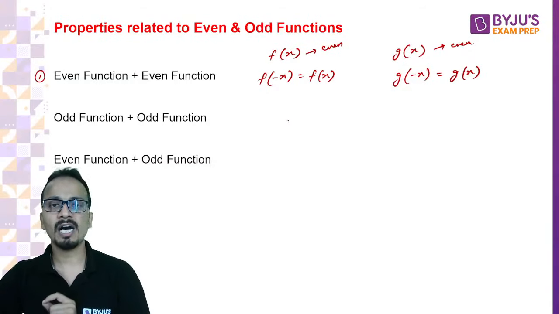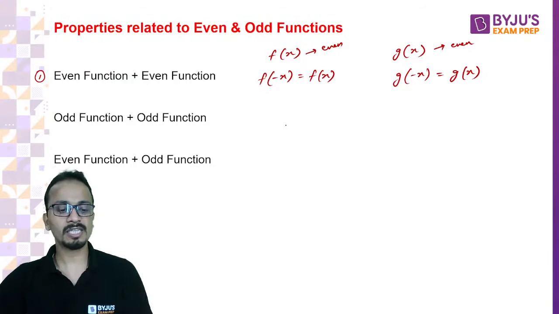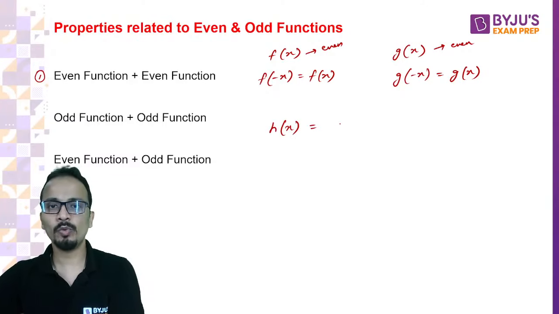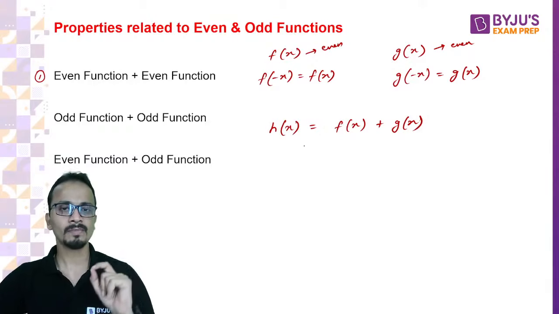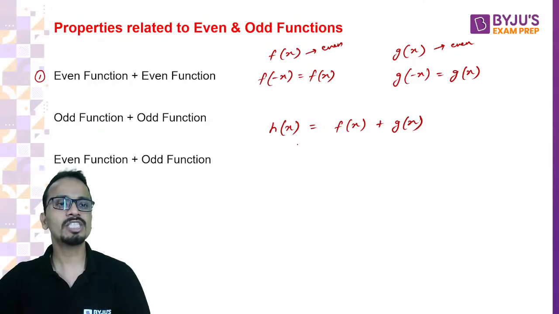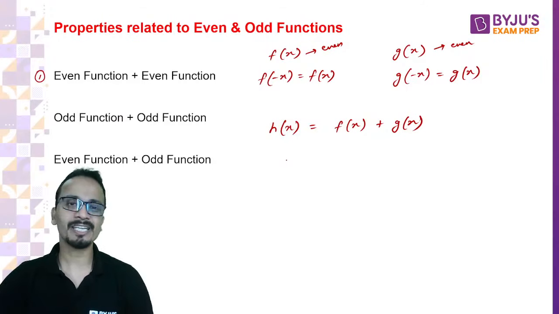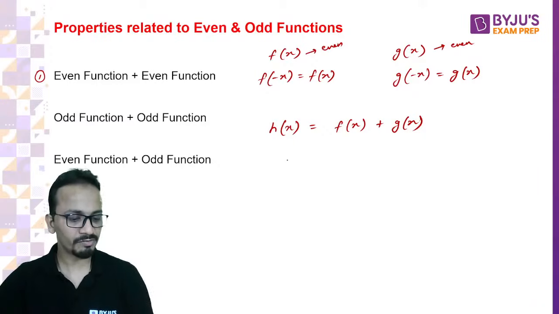Now let me consider another function which is the sum of these two given functions. Let's say h(x) is another function which is the sum of f(x) and g(x). So I'm talking about the function h(x), which is the sum of two even functions. Let us understand what the nature of h(x) will be. Will it be an even function or an odd function?